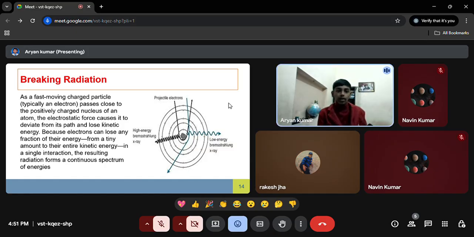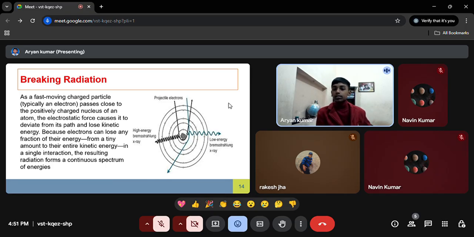Okay, so as a fast moving charged particle, typically an electron, passes close to the positively charged nucleus of an atom, the electrostatic force causes it to deviate from its path and lose kinetic energy, because electrons can lose any fraction of their energy, from a tiny amount of their kinetic energy in a single interaction. The resulting radiation forms a continuous spectrum of energy.